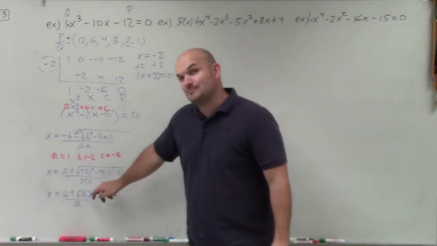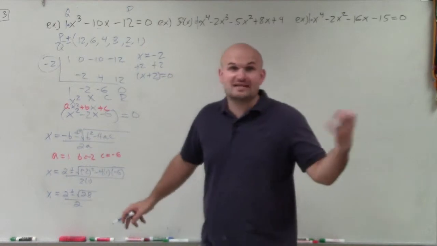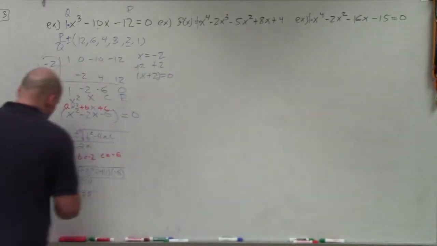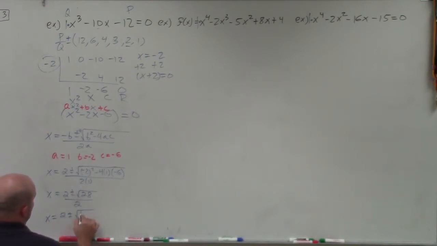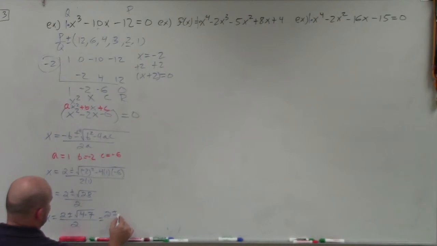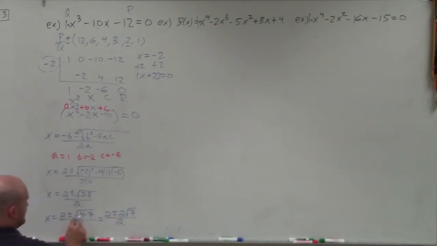I can break this apart. I can simplify my radical as 4 times the square root of 7. So I'll write that as x equals 2 plus or minus the square root of 4 times 7, divided by 2. The reason why I do that is I can take the square root of 4, which is 2. So it's 2 plus or minus 2 square root of 7, divided by 2. Right? The square root of 4 is 2.